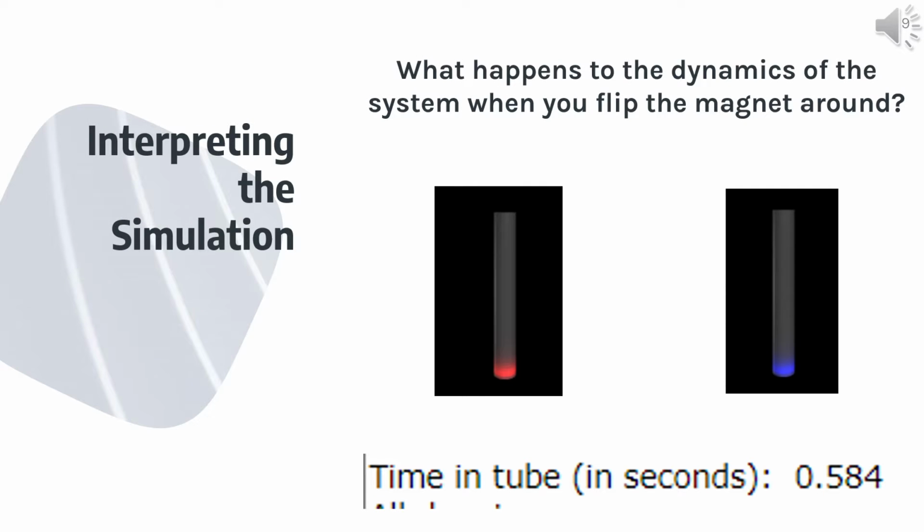The first question asks, what happens to the dynamics of the system when you flip the magnet around? Well, when you flip the magnet around, the sign of the magnetic dipole changes, so I made the necessary changes to my code. As you can see, the color in the GlowScript model changes, which indicates a change from the field being clockwise into counterclockwise. However, notably, the time it took for the magnet to fall is the same for both.